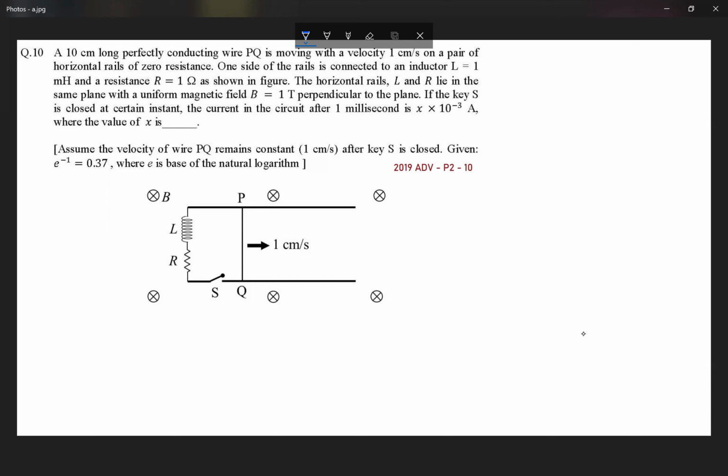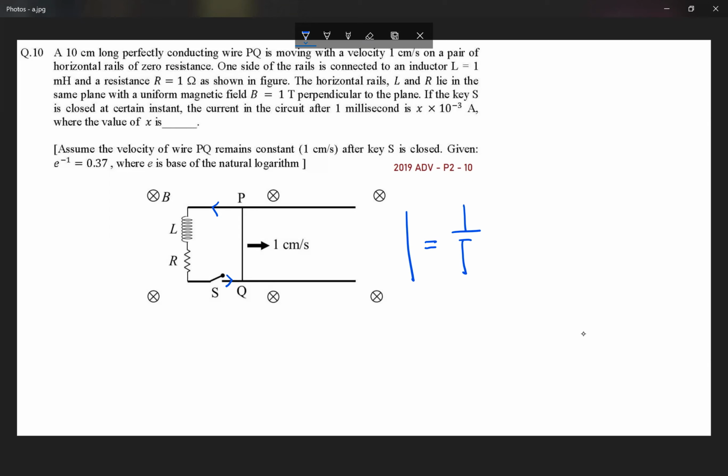A 10 centimeter long perfectly conducting wire is moving with a velocity of 1 centimeter per second on a pair of horizontal rails of zero resistance. These are rails, so these rails can conduct electricity. So when this rod moves on these rails with a particular speed, this rod is going to behave like a battery. Because it behaves like a battery, there will be a current in the circuit. The current will flow through the rails.